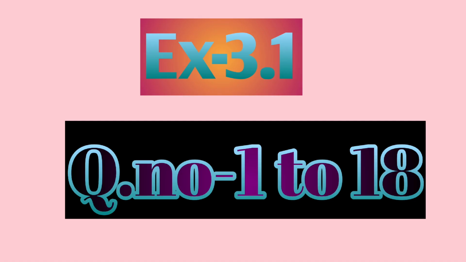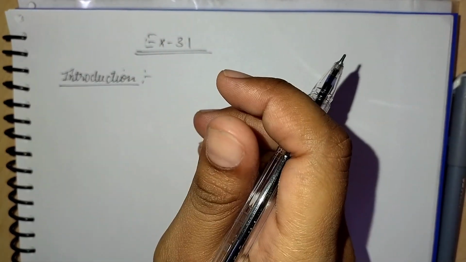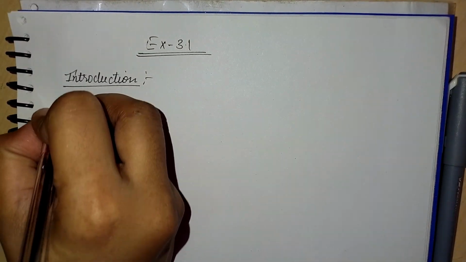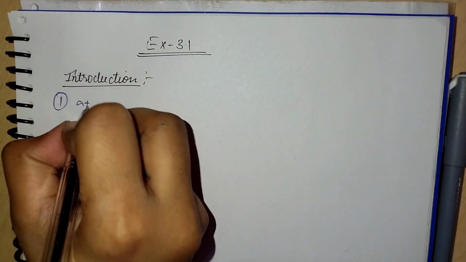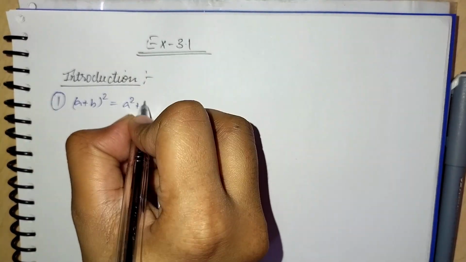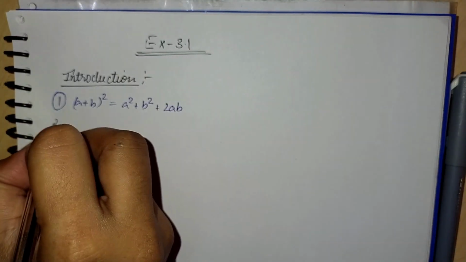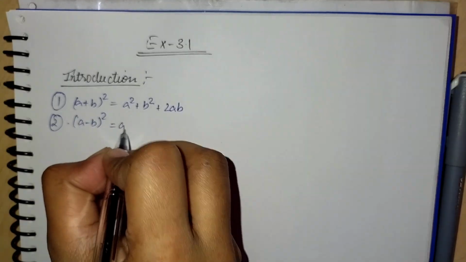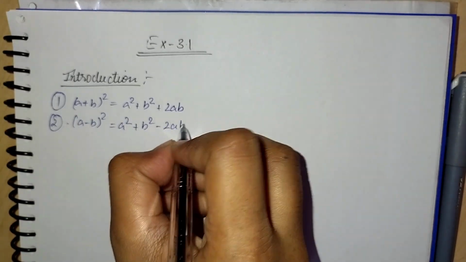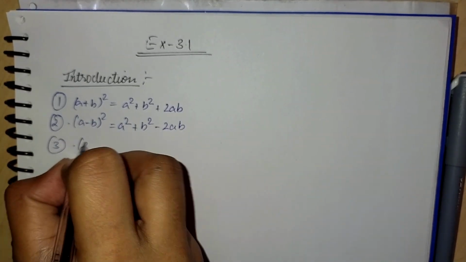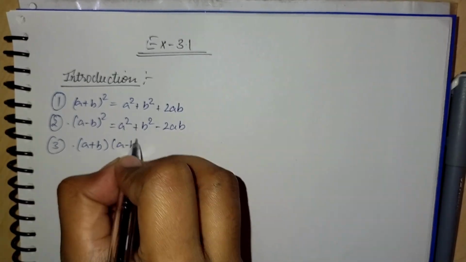Here we are going to discuss exercise 3.1, questions number 1 to 18 of ML Aggarwal Mathematics. So firstly we will learn some formulas which will be used frequently in this exercise. Let us start. Here we will use (a plus b) whole square, which is a square plus b square plus 2ab, and the second is (a minus b) whole square equal to a square plus b square minus 2ab. Now the third, I think we already know, we have learned it in class 8 also.